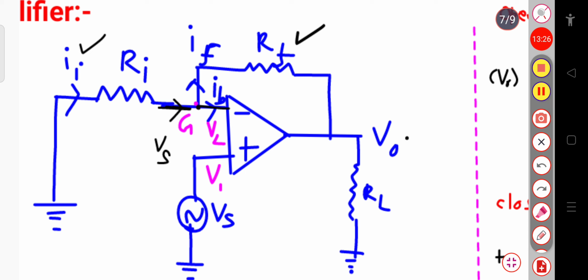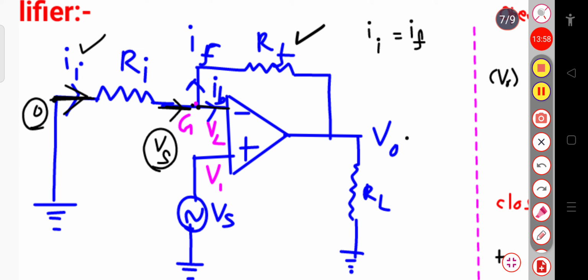Why? Because if we consider only one direction, II is equal to IF. If I consider any direction of the current to be positive, suppose for this direction, now at this point the voltage is 0, and at this point the voltage is Vs.